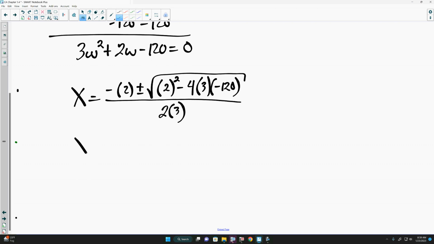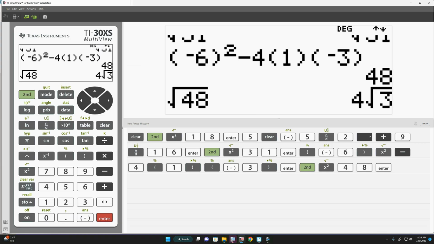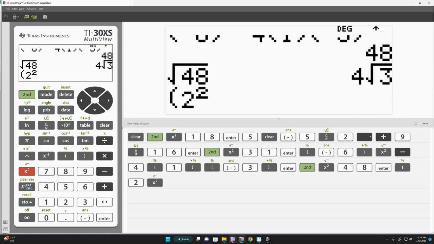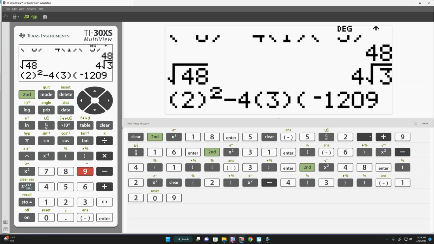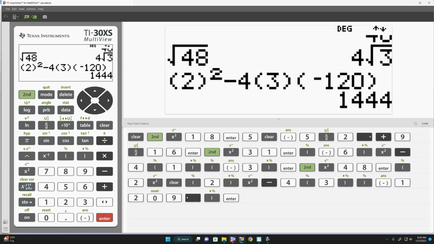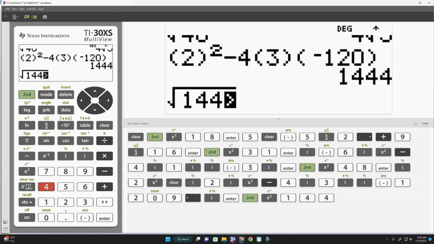Now there's a few things we can simplify. Negative 2 is just going to be negative 2, plus or minus. 2 times 3 is 6. So we have 2 squared minus 4 times 3 times negative 120, not 129. And we get 1,444. Yes? We know for certain we're going to take the square root of it. This is going to be 38.